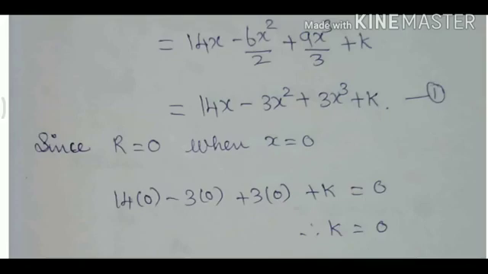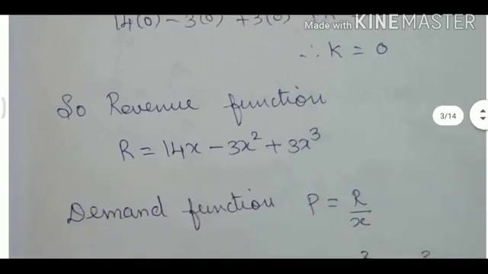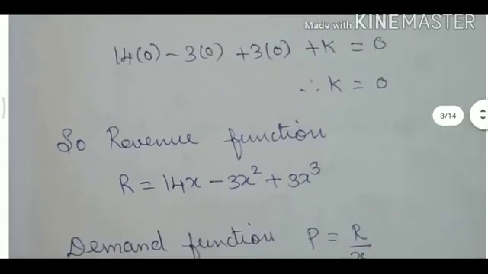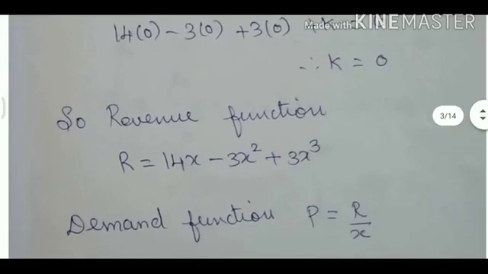Here also we substitute R equal to 0 when x equal to 0. So we get the value of k equal to 0 by substituting R equal to 0 and x equal to 0 in equation 1, that is 14x minus 3x square plus 3x cube plus k equals 0. We get k equal to 0. Substitute this k value in equation 1. So the revenue function R equals 14x minus 3x square plus 3x cube.